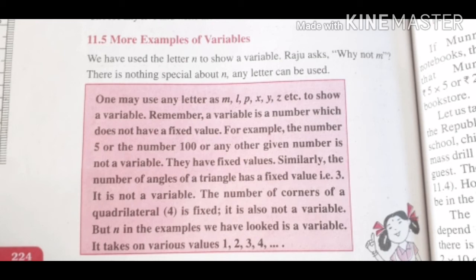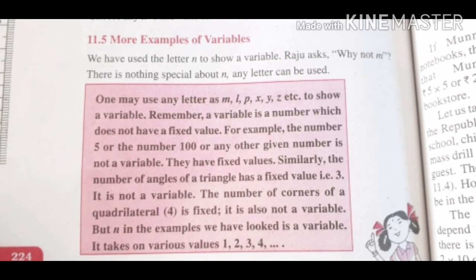So in day-to-day life, when students want to buy notebooks from the school bookstore, the price of one notebook is rupees 5. Munu wants to buy 5 notebooks. Appu wants 7 notebooks. So for 5 notebooks, how much cost is required? The total cost in rupees is equal to 5 into the number of books required.